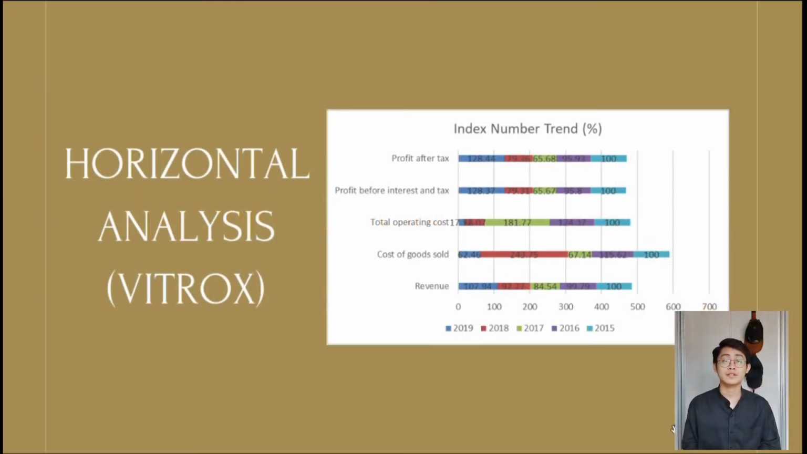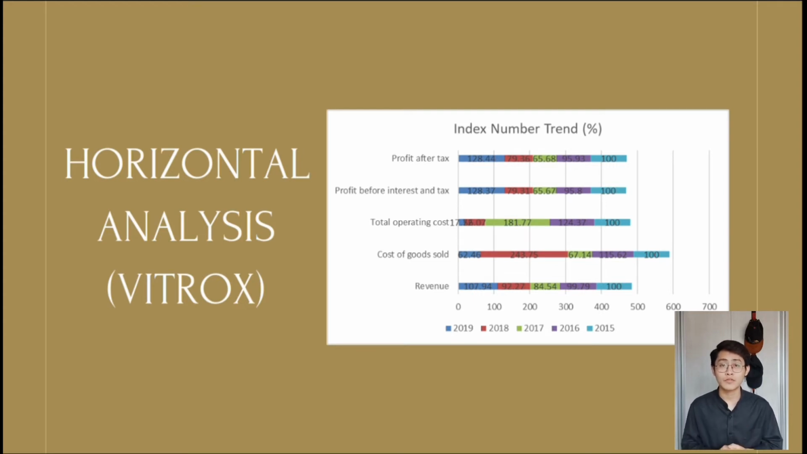For horizontal analysis, let's start with the profit after tax. As we can see on the chart for the 5 consecutive years, the index number trend percentage for 2015 is 100%, and it went down in 2016 and 2017 from 95.35% to 65.68%. It started to increase again in 2018 and 2019 from 79.38% to 138.44%. The possible reason for these changes might be how the company managed to pay the expenses that have been deducted from revenue.